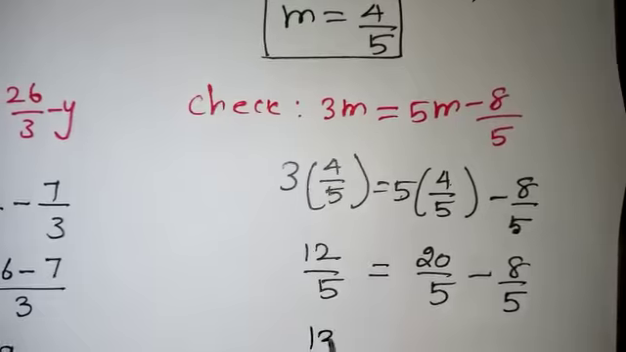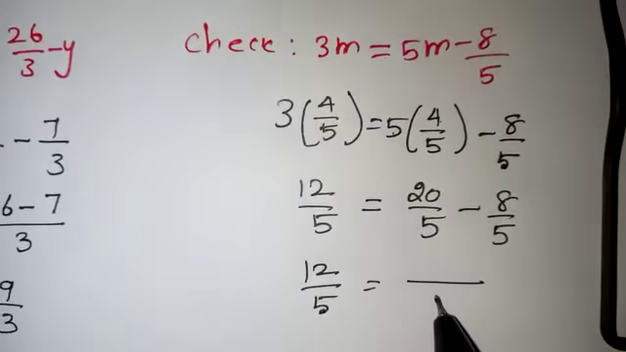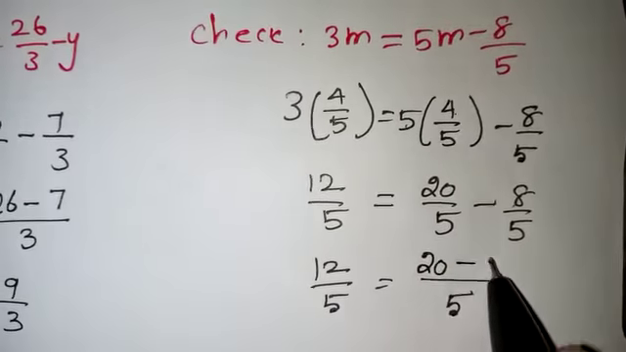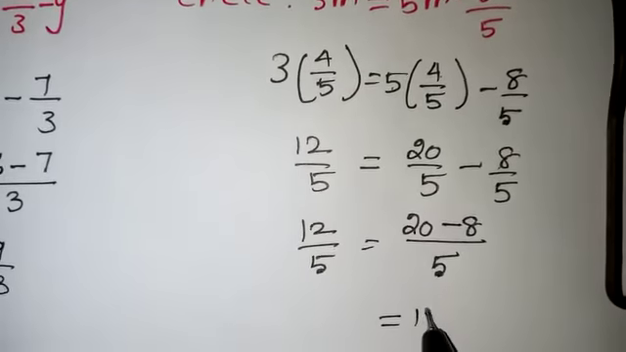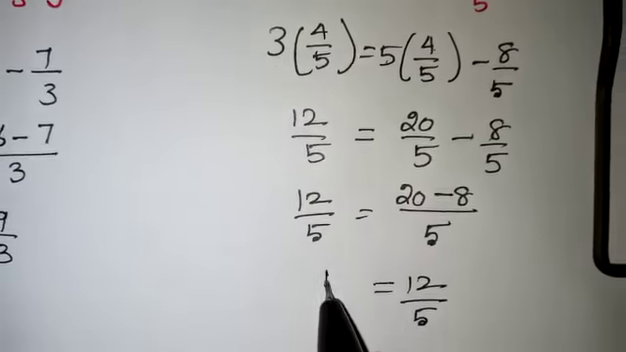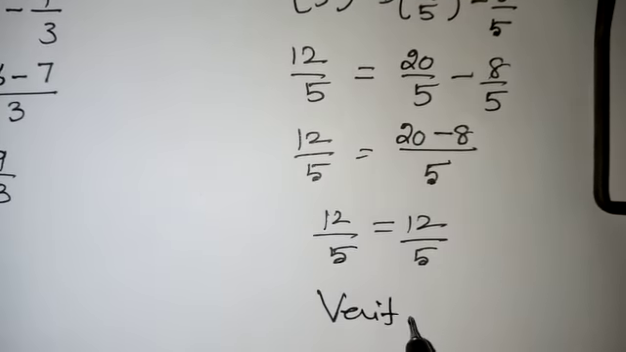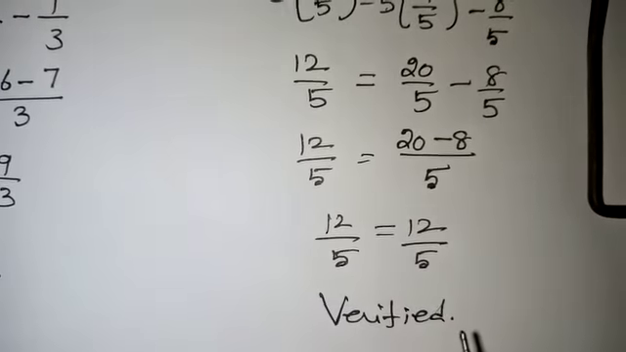On that side already only one number is there, keep it as it is. Here the denominators are the same, we can take one common denominator. This 20 and this minus 8 can be clubbed together. So 20 minus 8 will give you again 12 by 5. So the left hand side answer and right hand side answer are coming out correctly. So we can say that it is verified. Our checking is also over. So the m value 4 by 5 is our correct answer.